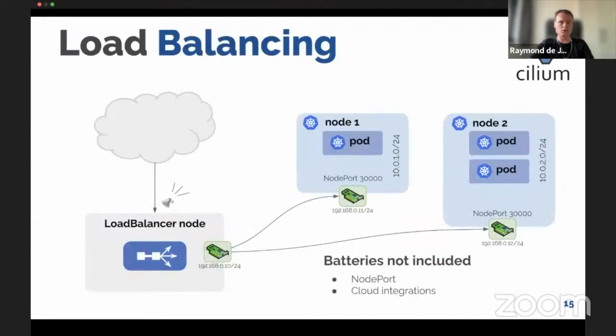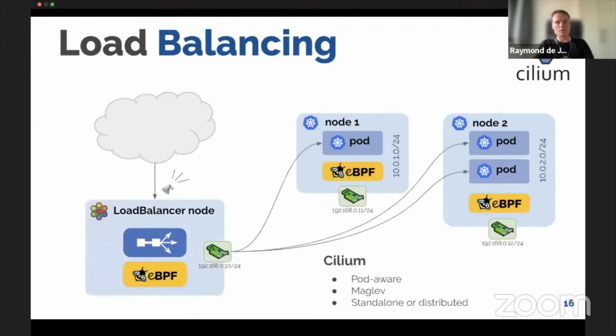Also, if you look at service type load balancing, out of the box, Kubernetes doesn't provide any way besides a node port or given cloud integration to attract traffic into your cluster. Cilium, however, has a standalone or distributed pod-aware load balancer as a service, which is based on Maglev to attract traffic to your cluster and forward it to endpoints in your cluster.